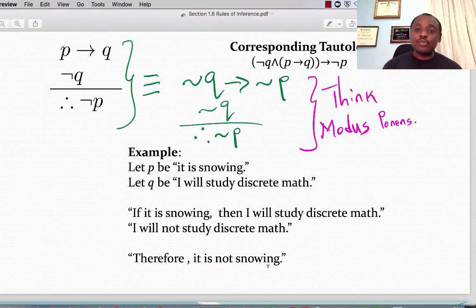Again, I do not expect you to remember the names, but you have to remember the rules of inference, because that is the only way you can build valid arguments, or the only way you can use to verify that a given argument is valid.